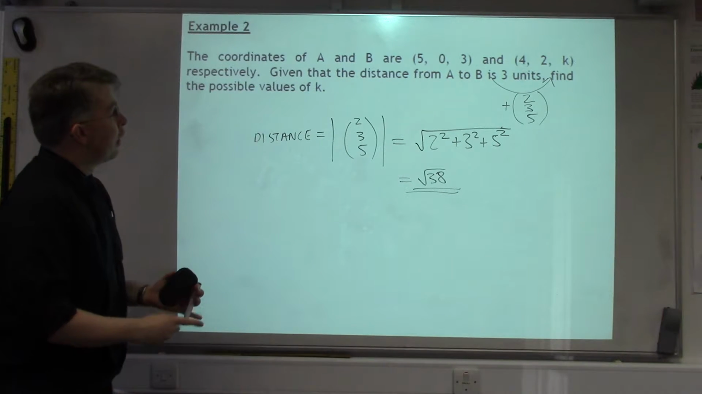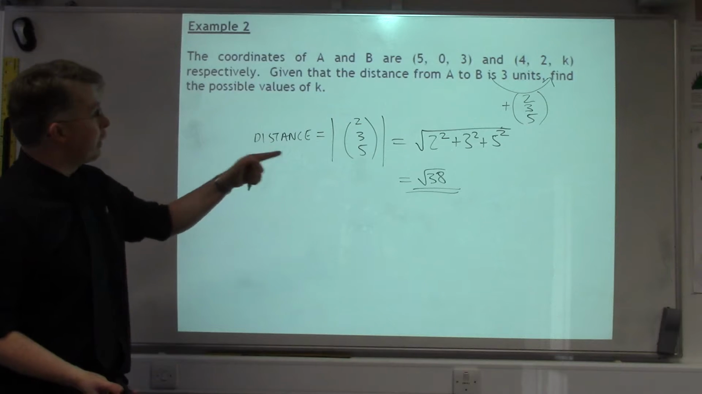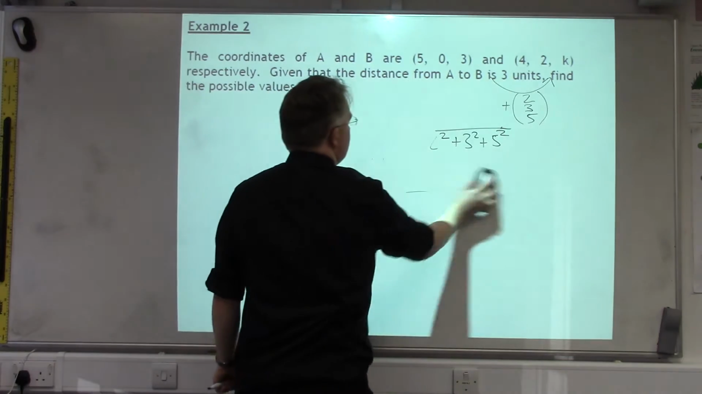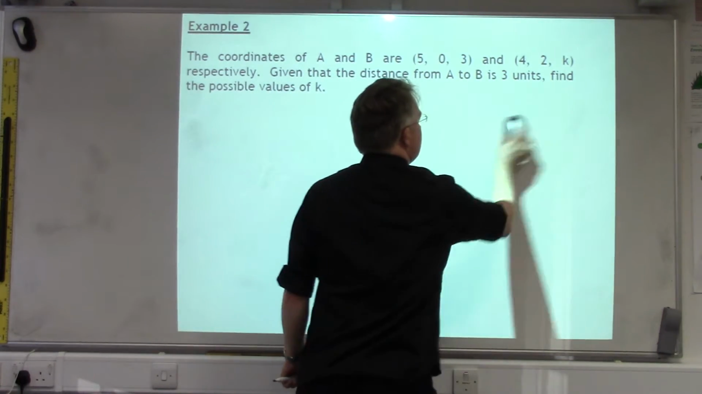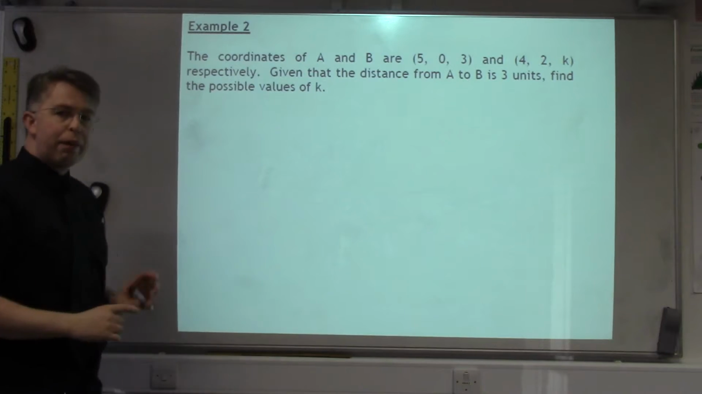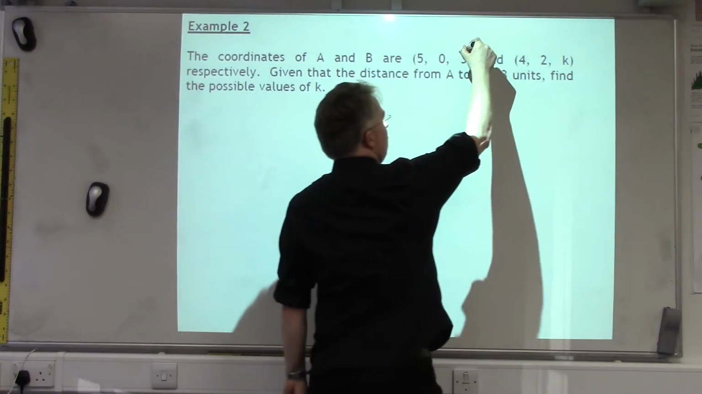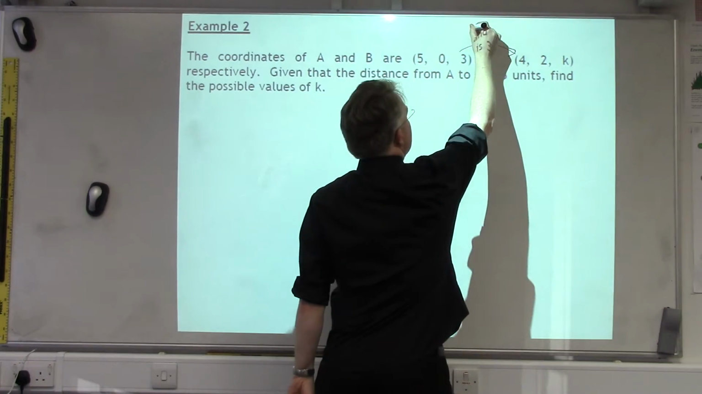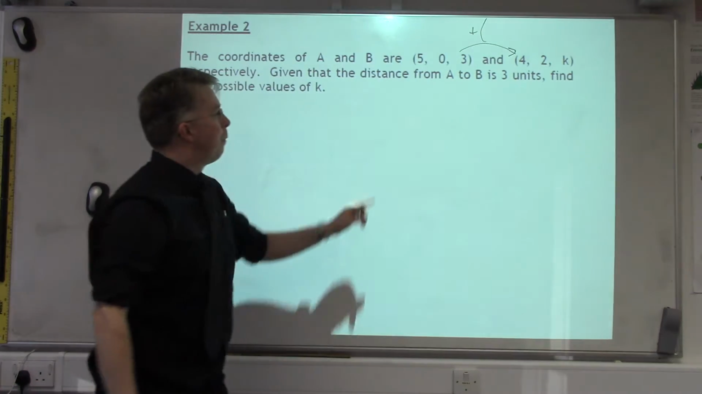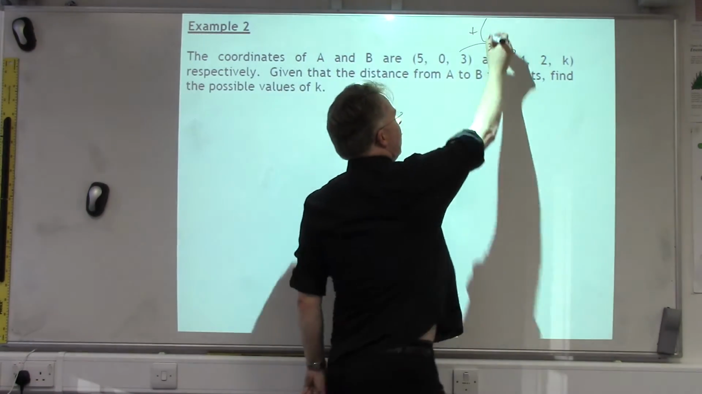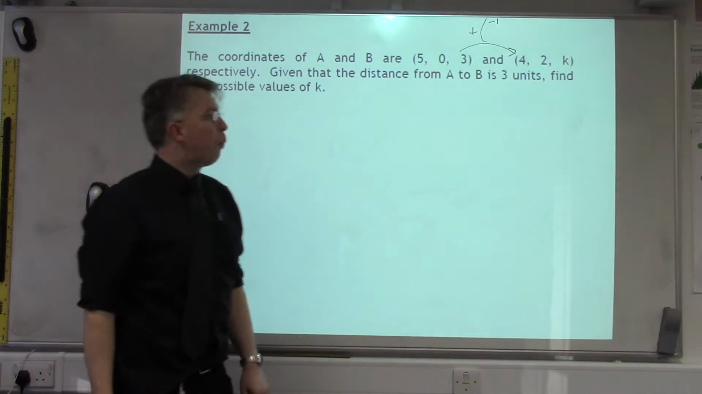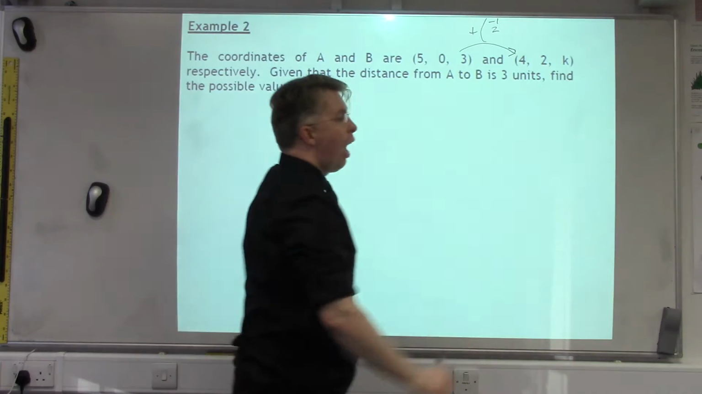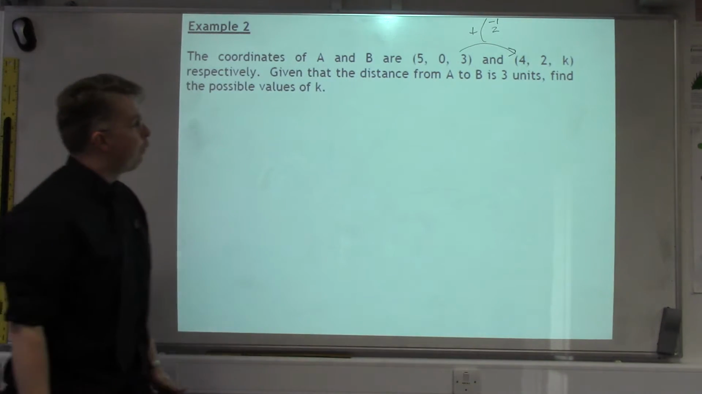Example 2. Same sort of idea, but this time we know what the distance is and we need to work backwards to find a missing value. Again, we're going to need the displacement, so the vector that we add to go from one vector to the other vector. So for the x coordinate, from 5 to 4, we take 1. For the y, we're going from 0 to 2, so we're adding 2. And for the z coordinates, we're going from 3 to k.